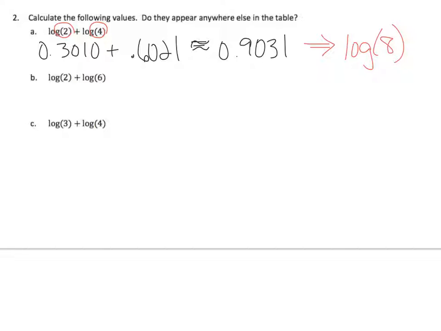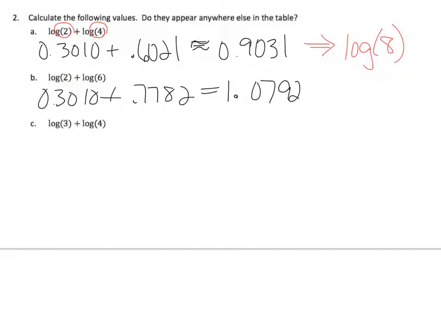We have log 2, same number, plus log 6, looking it up on the chart, 0.7782. 0.3010 plus 0.7782, I get 1.0792. What does that look like on your chart? Hey, it looks a lot like log 12. I wonder how we got 12.